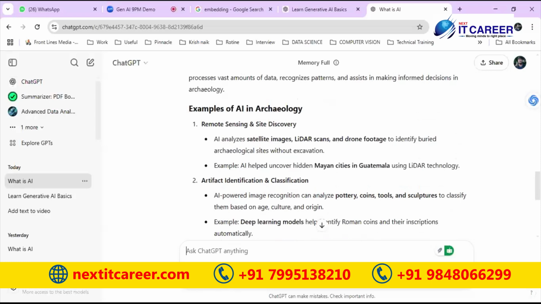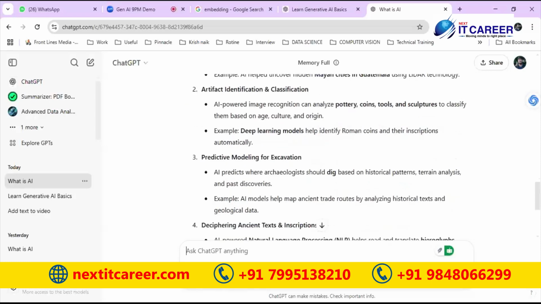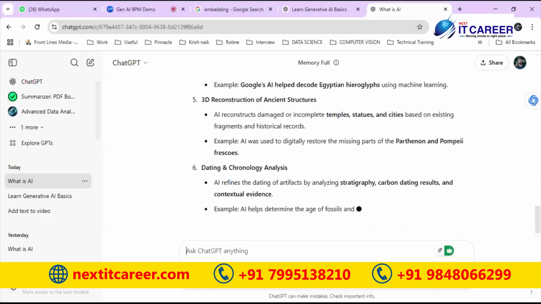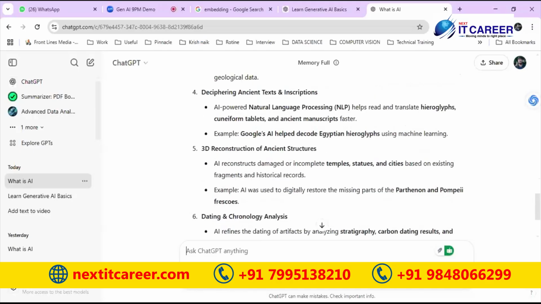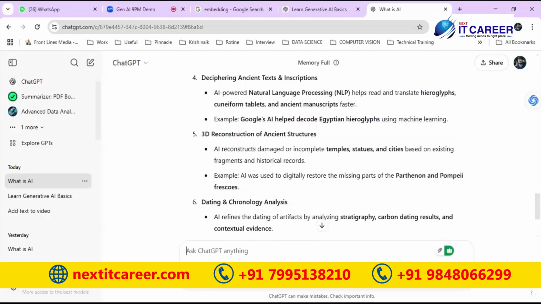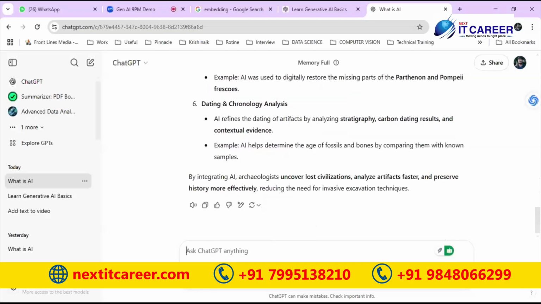So you are giving a generic prompt or a particular prompt? I mean, an exact, specific prompt to ChatGPT or any AI. Okay, so dating and chronology analysis. Guys, we have never seen this kind of thing, right? So that is understanding prompt engineering.